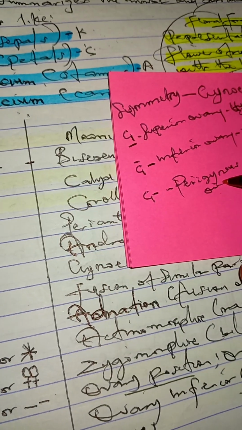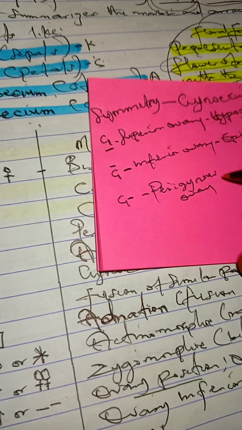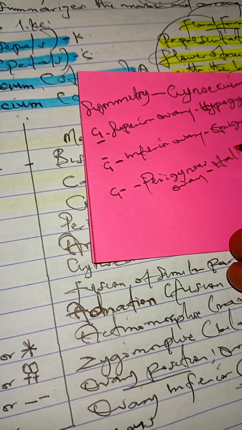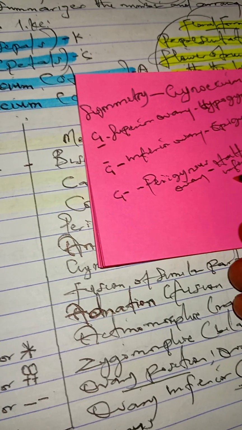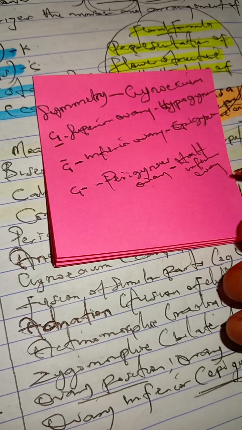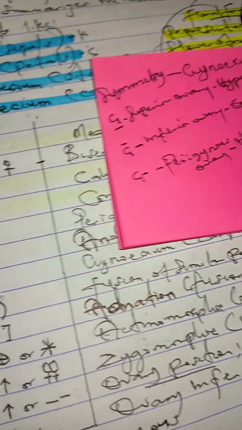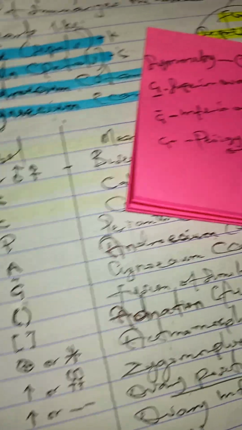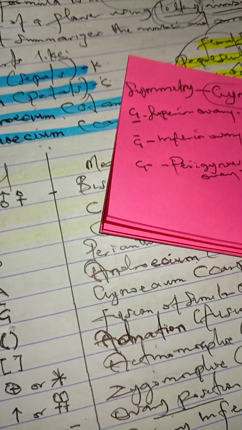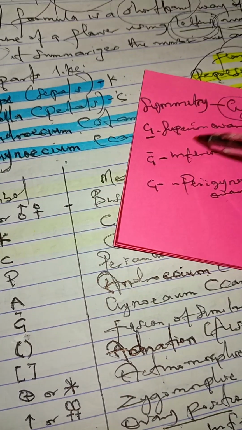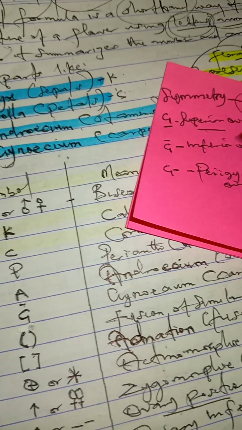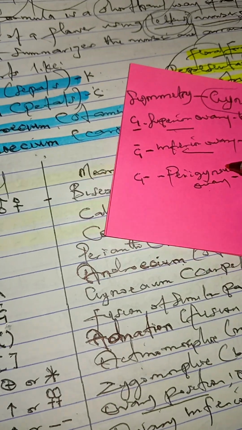Perigynous ovary, or half inferior ovary. So these are the three kinds. So if we say gynoecium is going to be the last, most times the information could be that it is either superior ovary, inferior, or perigynous.